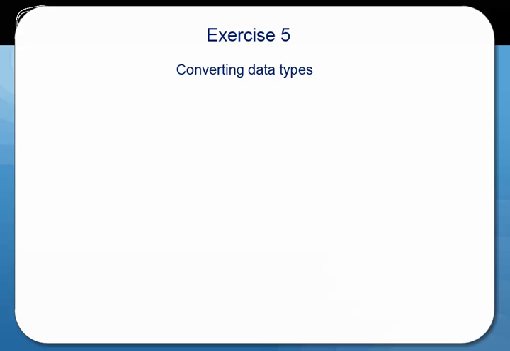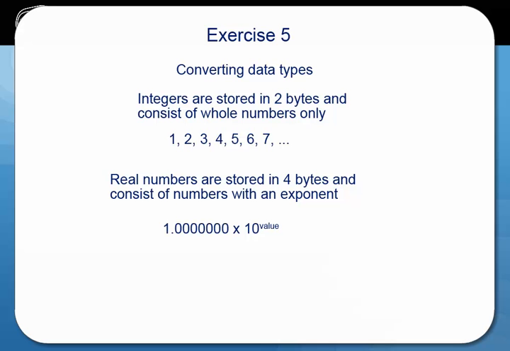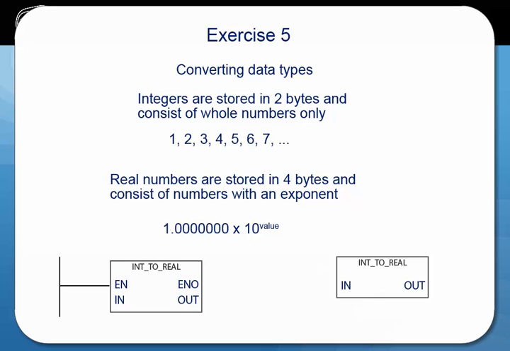Different data types are stored differently in the PLC. Some library functions use specific data types. You may need to convert from one type to another. For example, integers are whole numbers and are stored in 2 bytes. Real numbers are stored in 4 bytes and include the whole number plus the decimal places and an exponent.